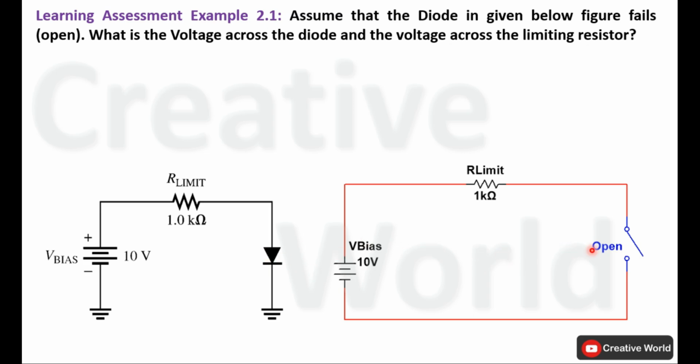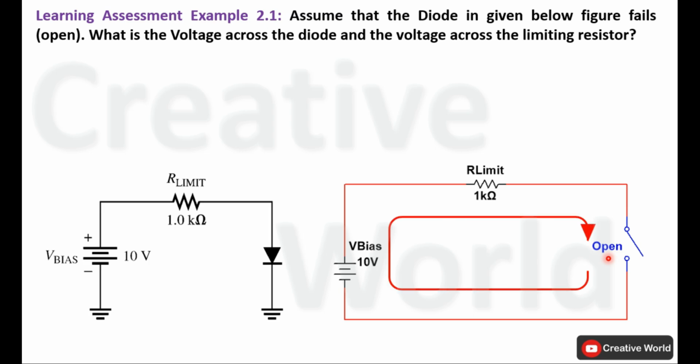This diode is opened. Now we have to calculate the voltage across this limiting resistor and the voltage across this open diode as well. So without wasting time, let's proceed towards the solution. This is the updated circuit diagram of this network according to the given instructions in this scenario. In order to calculate the voltage across these two elements, we will apply Kirchhoff's voltage law.